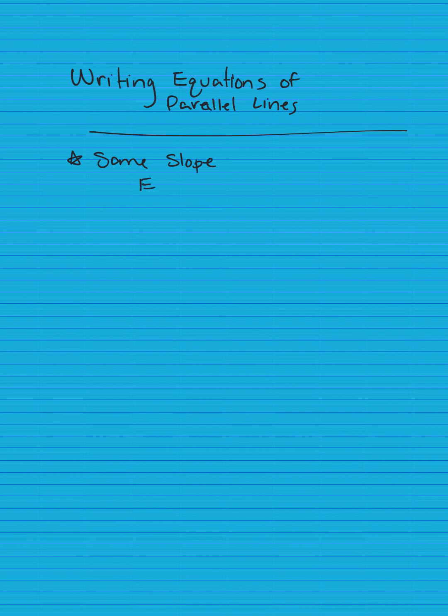So for example, if I have a line y equals 2/5 x plus 1, the slope of that line would be 2/5. So if I wanted to have a parallel line, I would have to also have a slope of 2/5. So maybe I could have y equals 2/5 x plus 7.